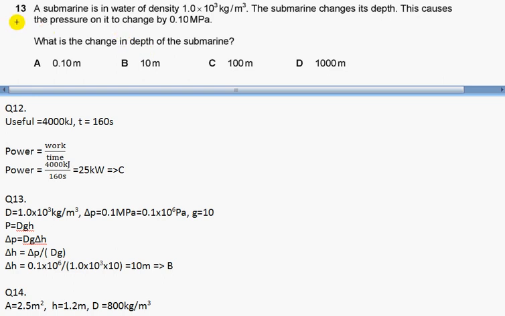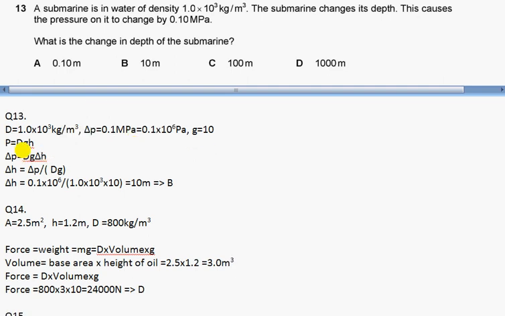A submarine in water of a given density changes its depth. This causes the pressure on it to change by a given amount. What is the change in depth of the submarine? So I called density capital D, so I put information. So density, change of pressure, I changed mega into 10^6, and g equals 10 meters per second squared. The pressure at depth h is given by the formula. Change of pressure equals the same expression we just put here, with delta for change. Rearranging for delta h, putting numbers, we get 10 meters. Answer B.